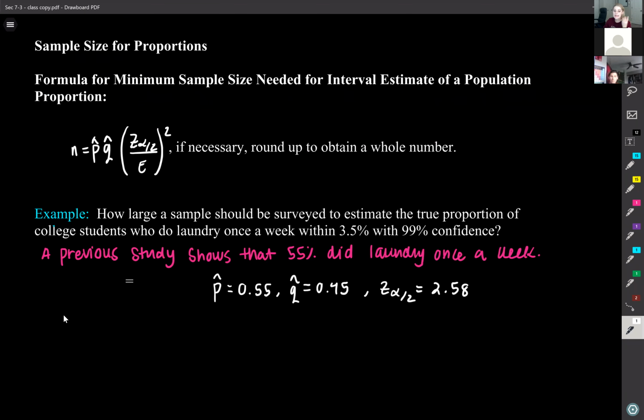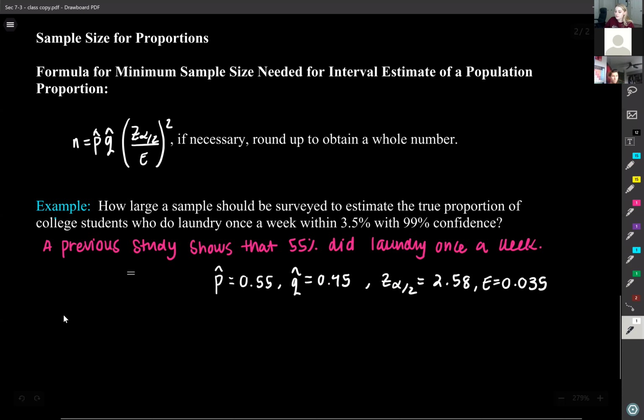And the last thing that we need is that E, which is the error that we're comfortable being within. So like this question says, you want to get it correctly within 3.5%. So how large does the sample need to be to estimate the true proportion within 3.5%? So we want to be around 3.5% of the true proportion. So that E is going to be 0.035. Oops, I missed an equal sign. Because that is 3.5% just written as a decimal. So 0.035.